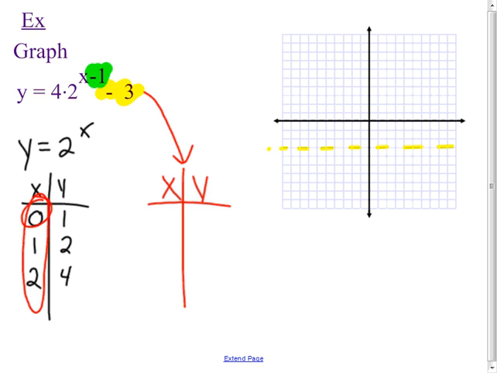So it was 0 plus 1, so that's 1. 1 plus 1 is 2. 2 plus 1 is 3. So my new x values are 1, 2, 3. Now I have to look at my y values.